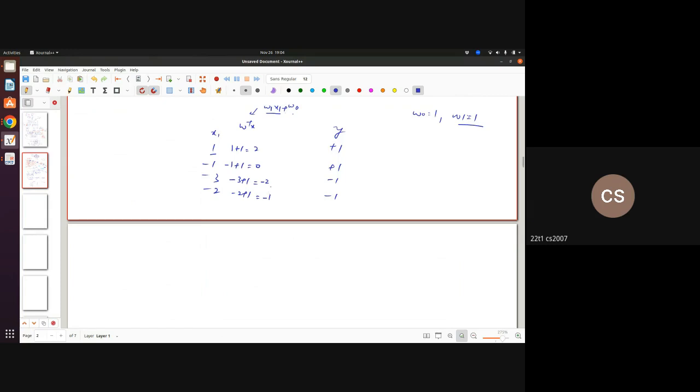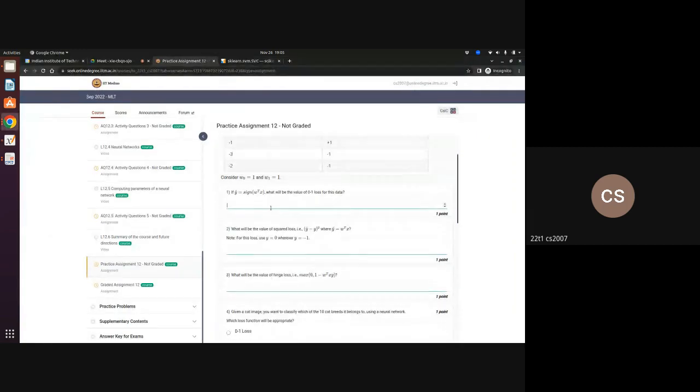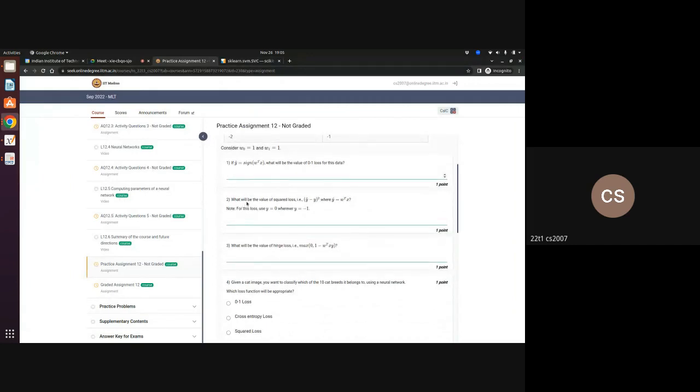Now, in 0-1 loss, we look at the sign, right? Greater than or equal to 0 is plus 1, right? Minus 1, minus 1. The sign is matching in all cases. So the loss is going to be 0, right? So the 0-1 loss for this particular data is going to be 0. The answer will be 0, right?